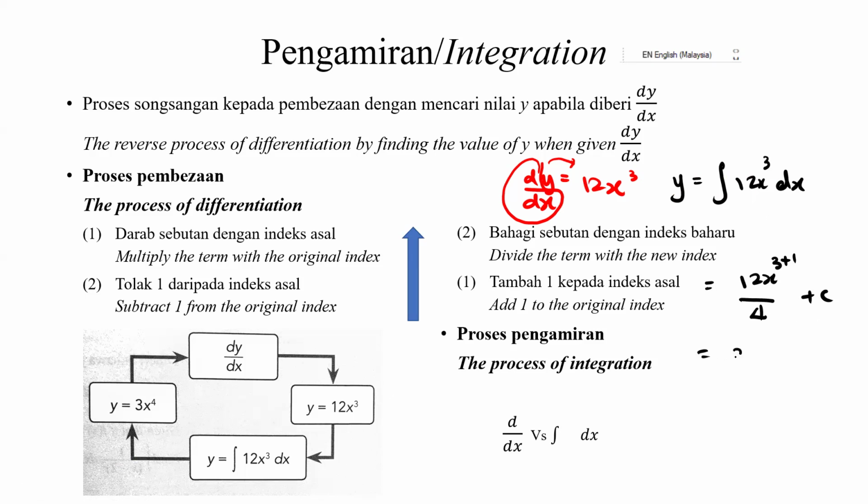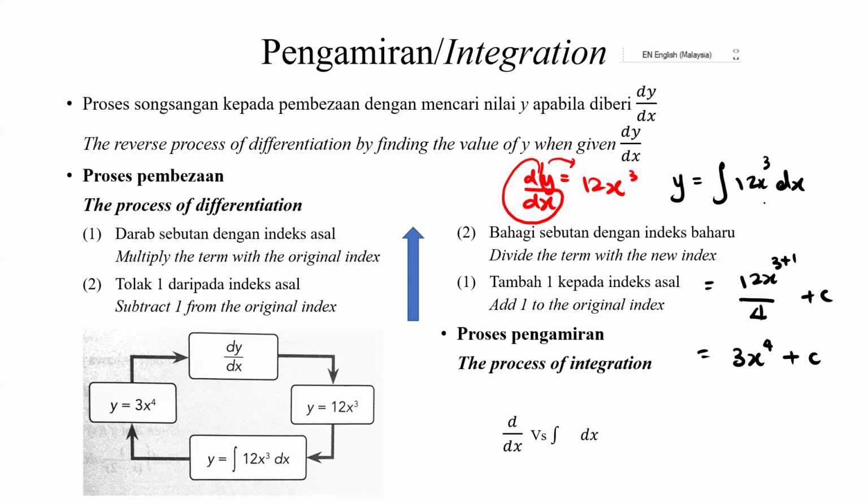So over here, the answer is 3x to the power 4 plus c. The c could be plus 5, plus 100, plus 10, doesn't matter. Because double check, always double check. When I differentiate this, I get back my 12x cubed. Then that is correct.